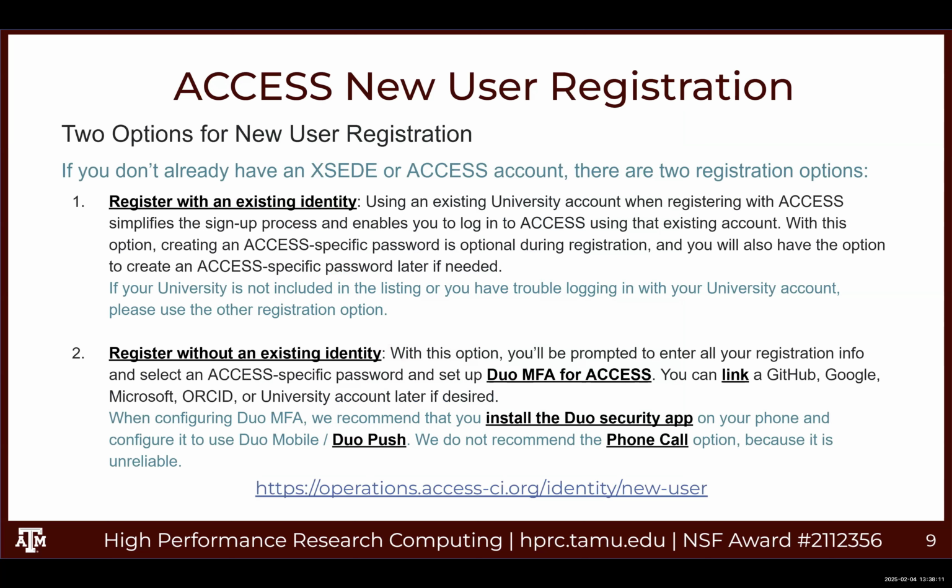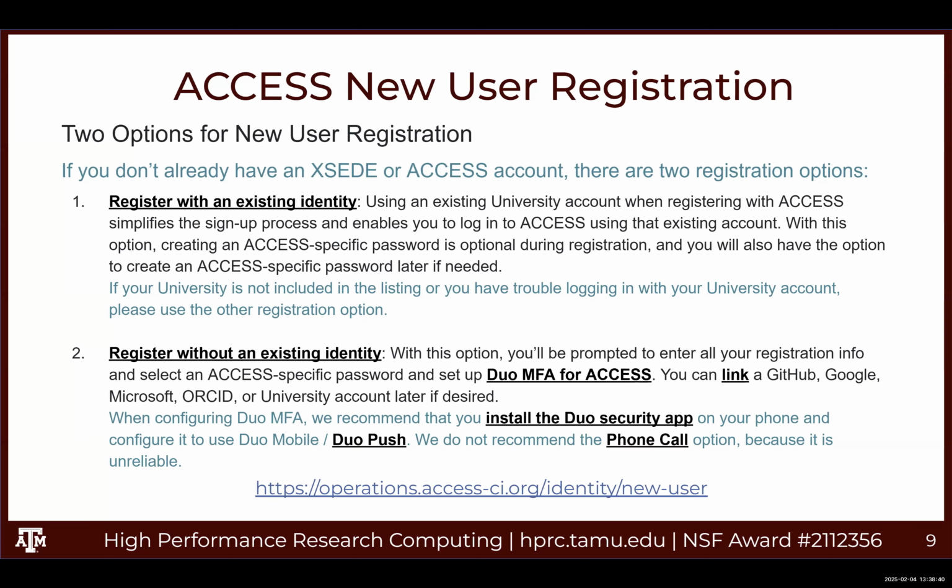So some people already have an ACCESS account if they've already been involved with this in the past, and you don't have to get a new one when you have that. All right. So if you don't already have an ACCESS account, there are two ways to do it. One is with an existing identity. And in this case, the sign-up process is a little bit simpler.